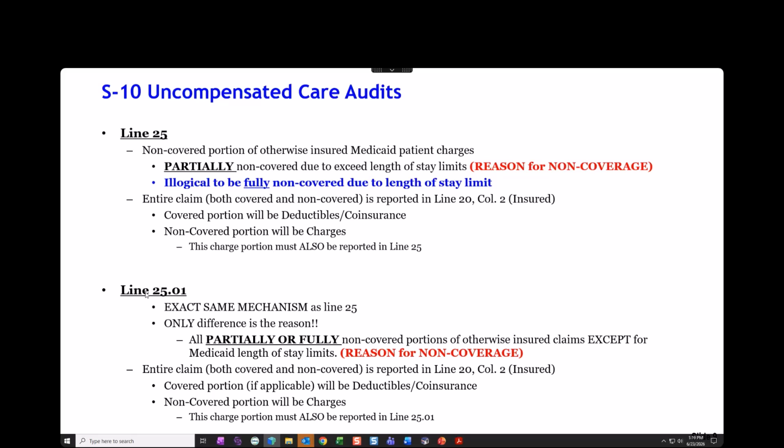Let's see. If we go down to line 25.01, it's the same basic mechanism. It's a partially covered claim because some of it needs to be subject to the cost to charge ratio. The only difference is what type of claim it's for, and it's basically for everything other than the Medicaid length of stay. So you might have exhausted benefits for some other reason. You might have services that are just flat out not covered. Those would be in line 25.01, and then the rest of the claim would only be on line 20. So just a reminder of that. The mechanism is nothing new. In my mind, it's an unfortunate mechanism. It's not the way I would have chosen to do it, but it does the trick.